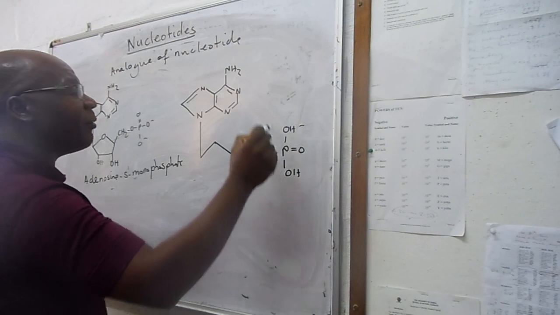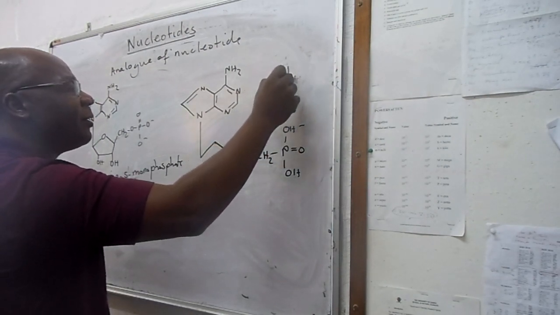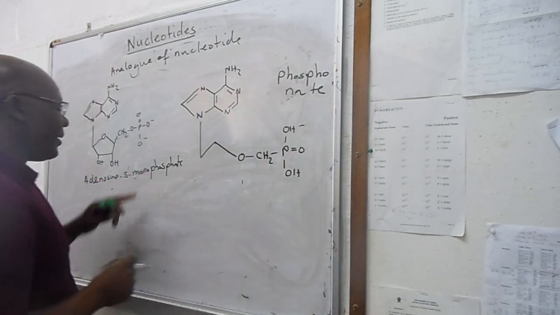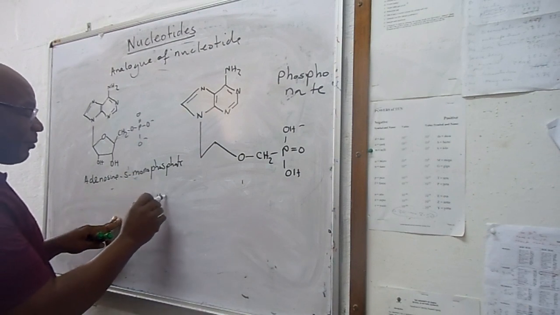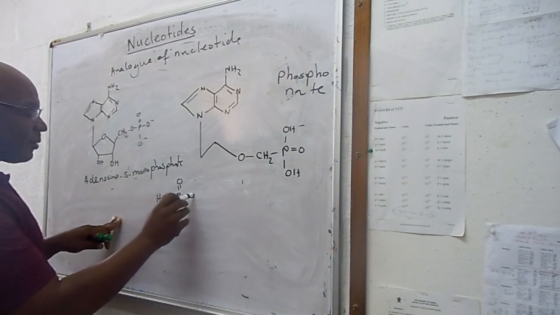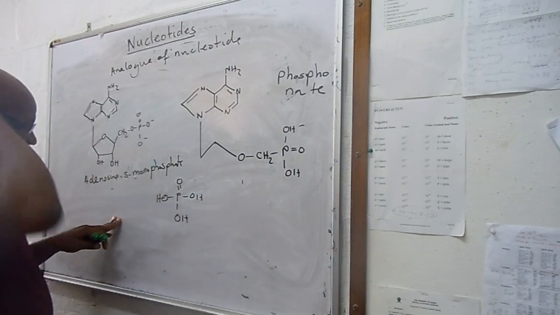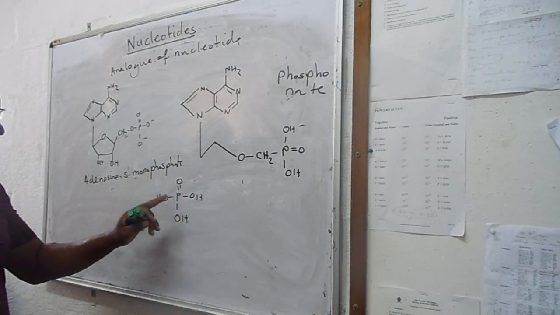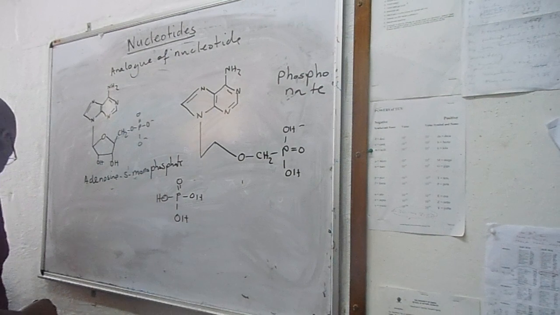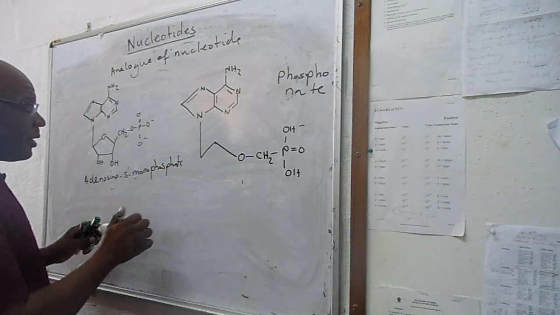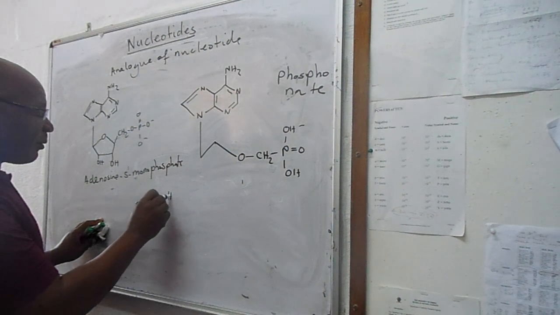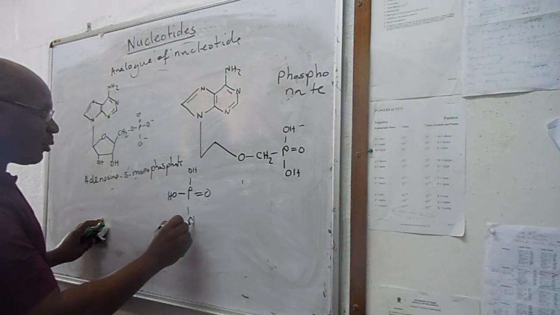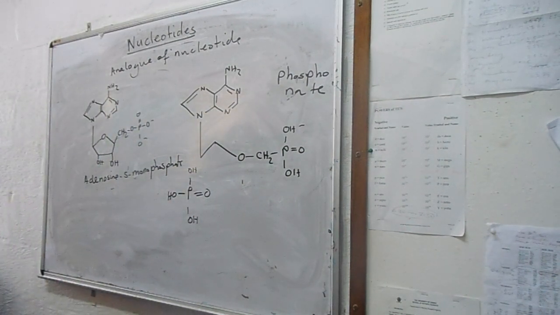I introduce a phosphonate. This is called the phosphonate. Okay, this is a phosphate. Are we together? Let me draw it in the way that I've drawn it there so that you can see. So I have this phosphate, double bond, that. This is phosphoric acid where the phosphate comes from.